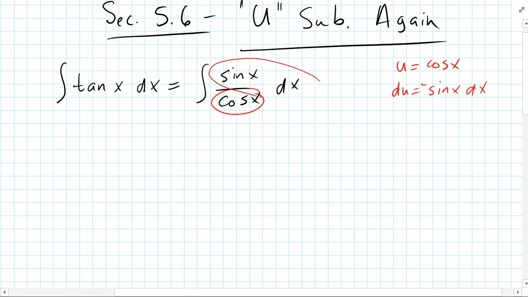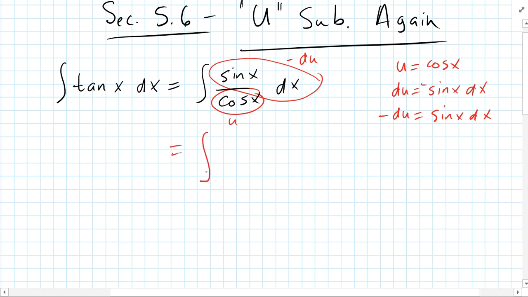Do we have almost that? What are we missing? The negative? So do we get negative du equals sine of x dx? So this becomes negative sine of x dx, which means that becomes negative du, and this is u. So what does this become?